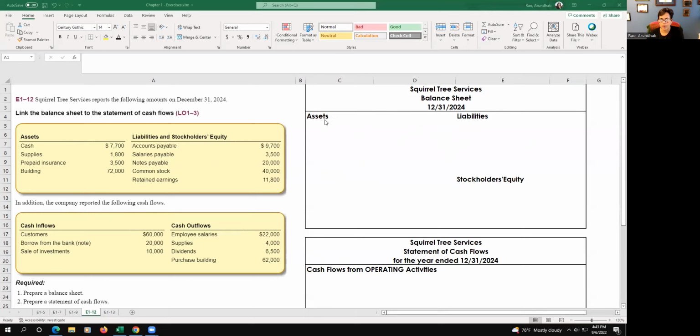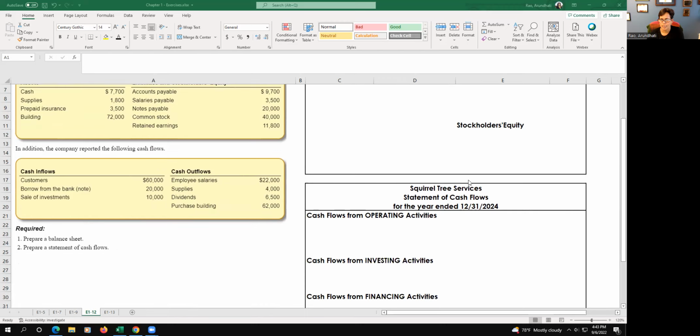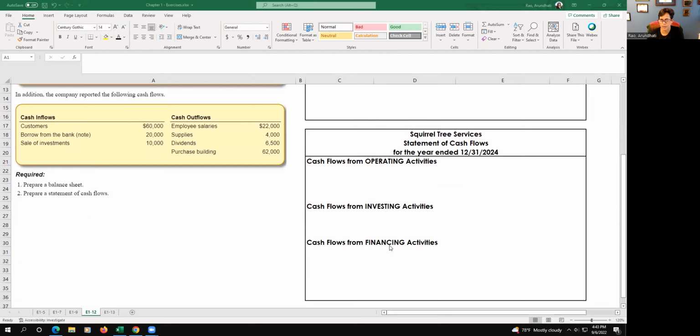In the balance sheet, we have assets, liabilities, and owner's equity. You start out with the header, which has the name of the company, name of the statement. Balance sheet is always as of a particular date. It's December 31st, 2024. Statement of cash flow has the three sections as we've seen before. Name of the company, name of the statement. This is always for a period ended. In this case, it's for the year ended December 31st, 2024. So we have operating, investing, and financing activities.